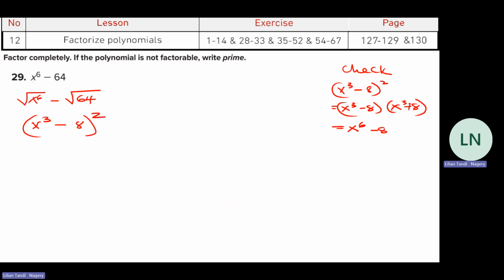Sorry, this should be plus because it's a difference of squares. Plus 8x cubed minus 8x cubed. This gives me 0, and then this gives me negative 64. So I know I am correct. So this is a difference of squares.